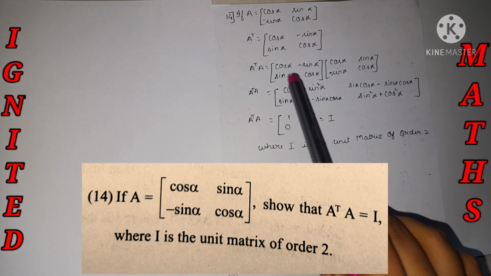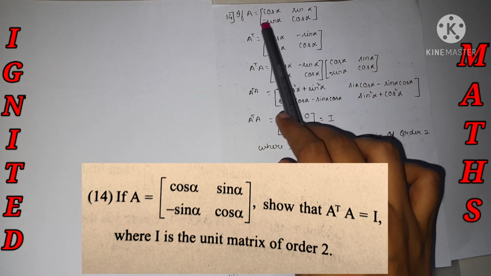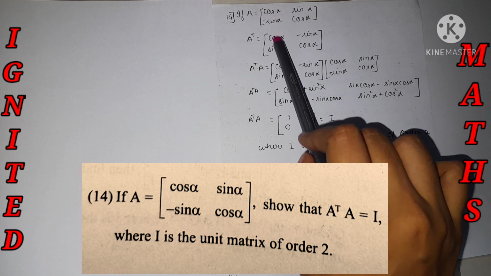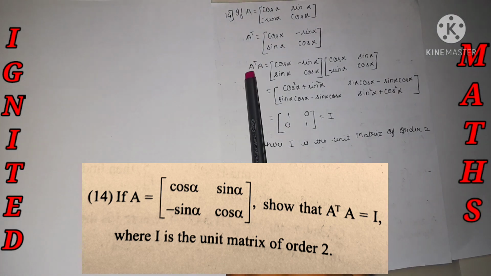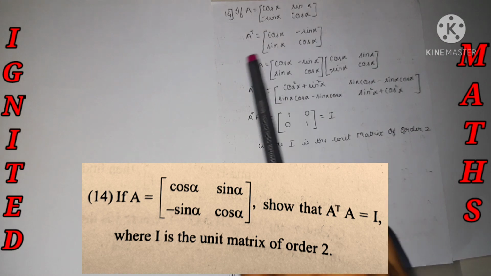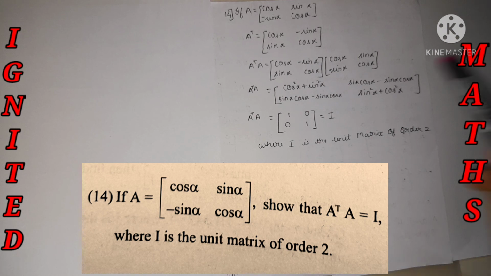Just put the value of A transpose. That means rows will be interchanged as columns and columns will be interchanged as rows. Row 1 column 1, row 2 column 2. We have found it. Now according to the question, A transpose into A. So over here we need to do the matrix multiplication. Recap of the matrix multiplication.